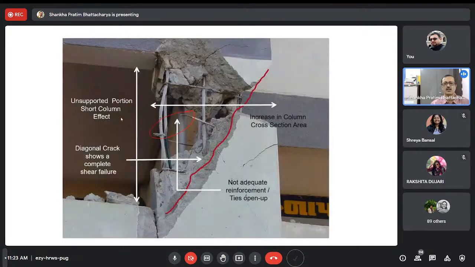So what happened in the short column cases? Because of the shear, a diagonal crack is created. It is bulging out, and because of the bulging out, you see there is an opening up of the stirrups. Those small unsupported lengths also act as a short column, and this is the process. So you have to increase the density of the ties and stirrups, and special stirrups have to be made. You have to calculate the amount of these things, so that has to be done.